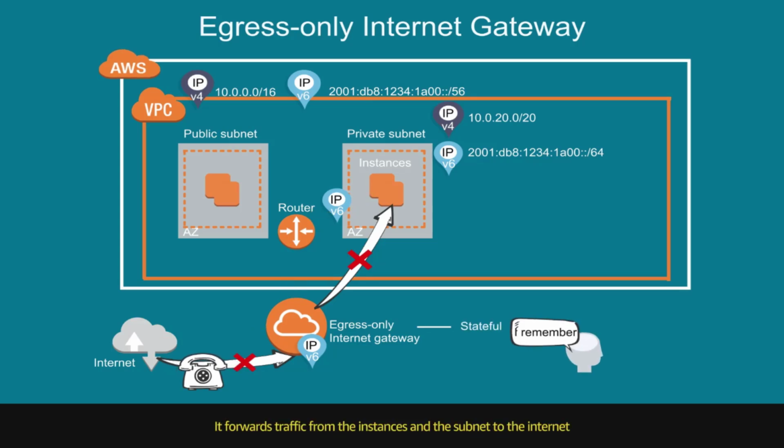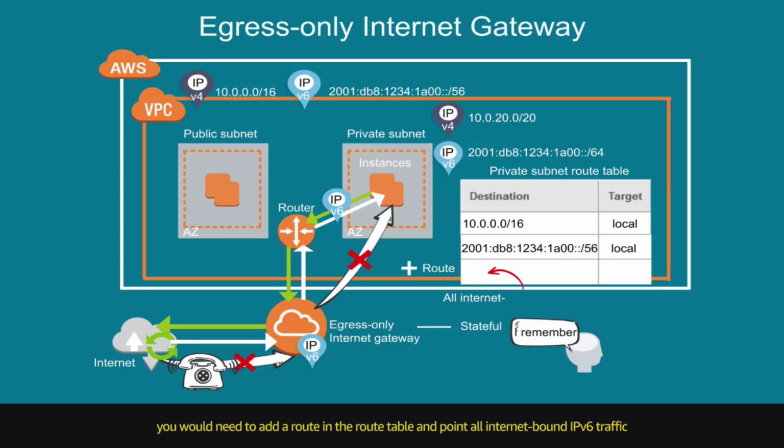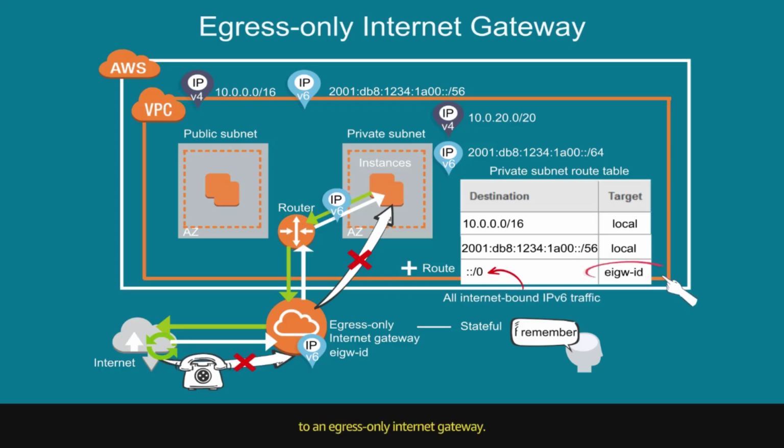It forwards traffic from the instances in the subnet to the internet, and then sends the response back to the instances. To route traffic from instances in your private subnet to the internet, you would need to add a route in the route table and point all internet-bound IPv6 traffic to an egress-only internet gateway.